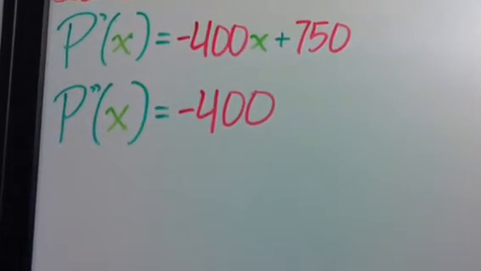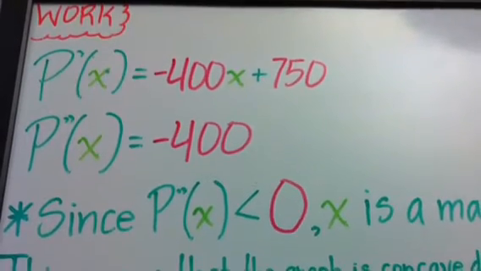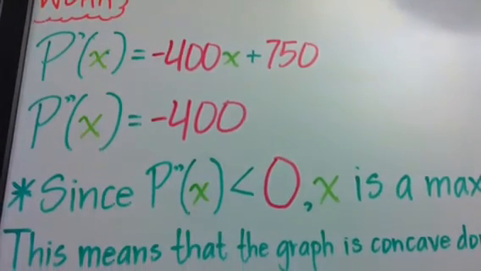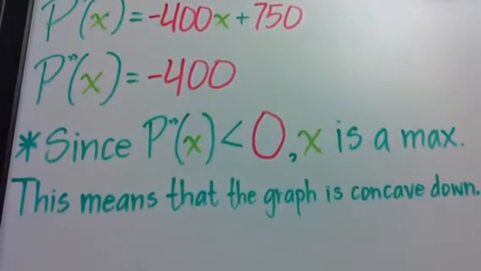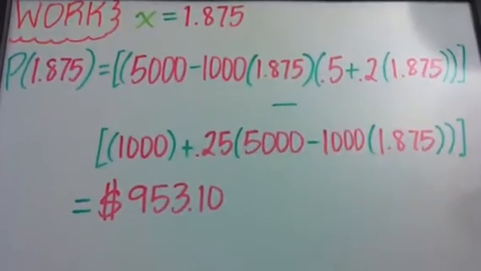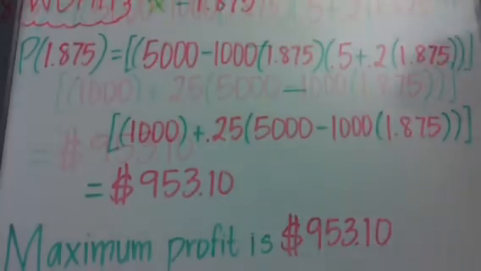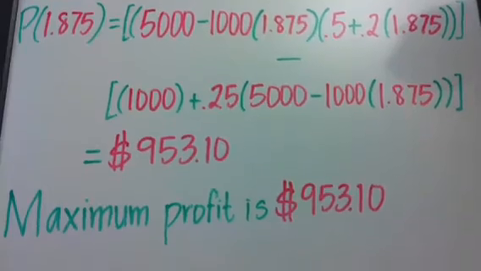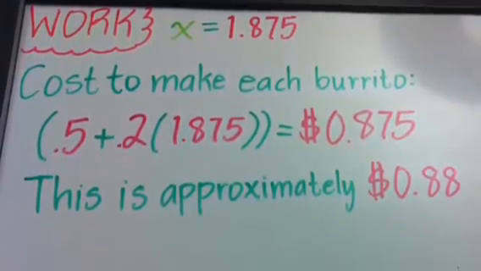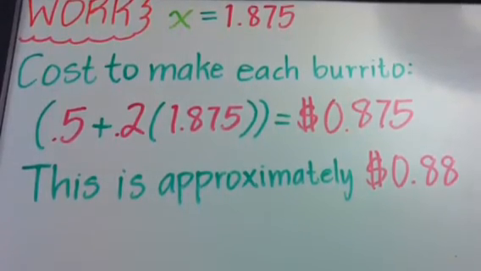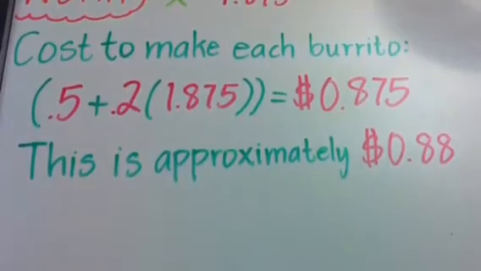However, we do not know whether x is a min or max, so we use the second derivative test and find that P double prime of x is negative 400, and since it is less than 0, it is a max. Finally, plug x in the original equation to find the maximum profit, which is $953. Also, take the equation for the price of each burrito and plug in for x. We now know that Pedro has to sell each burrito for about 88 cents.